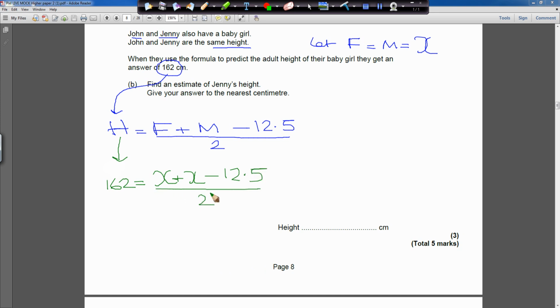divided by 2. So what we've done here, we've got our original formula, we've modified it a bit to take into consideration that the father's height and the mother's height are the same by calling them both x. We know what the end height of the baby is, so we already know the answer. We've got to go back and work out what the question was.